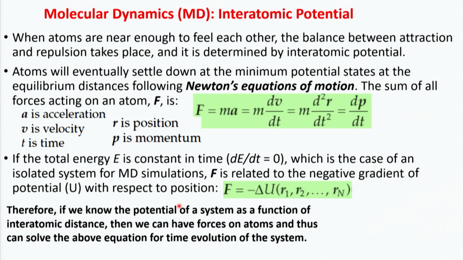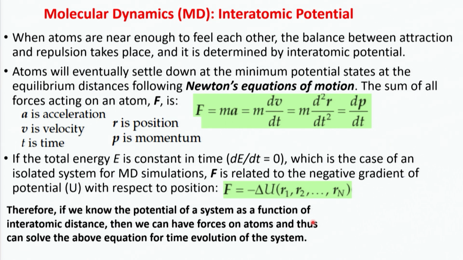So the main thing in molecular dynamics is the force exerted on the atom due to the field, and this field is represented by the interatomic potential. So we need to discuss more on the interatomic potential. When atoms are near enough to feel each other, a balance between attraction and repulsion takes place, and it is determined by the interatomic potential, which is essentially the sum of the attraction and repulsion forces between the atoms.